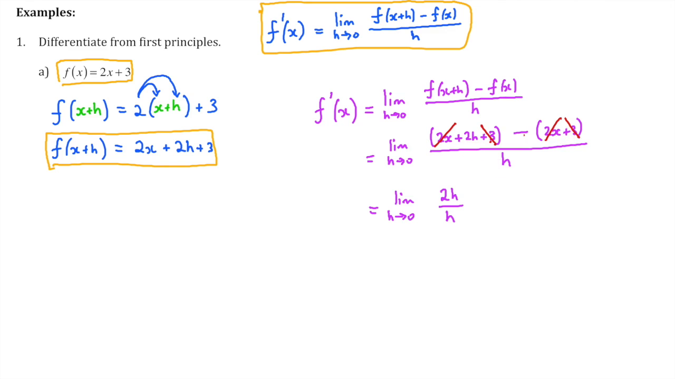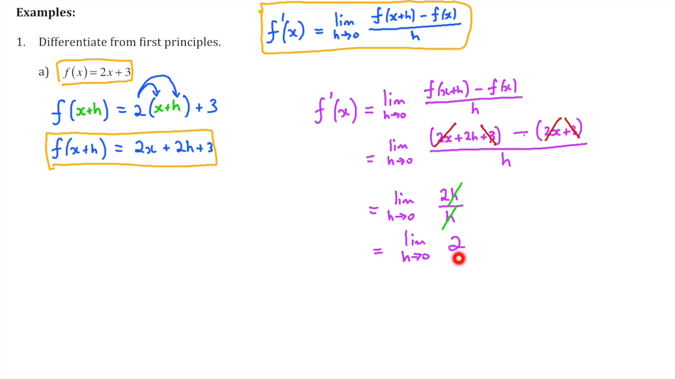So I'm left with 2h over h. Now if I look at 2h over h, I can go, oh, the h's cancel, which leaves me with just the limit as h approaches 0 of 2. Well, notice I kept this limit as h approaches 0 in every single line. Well, now I'm going to get to the end.